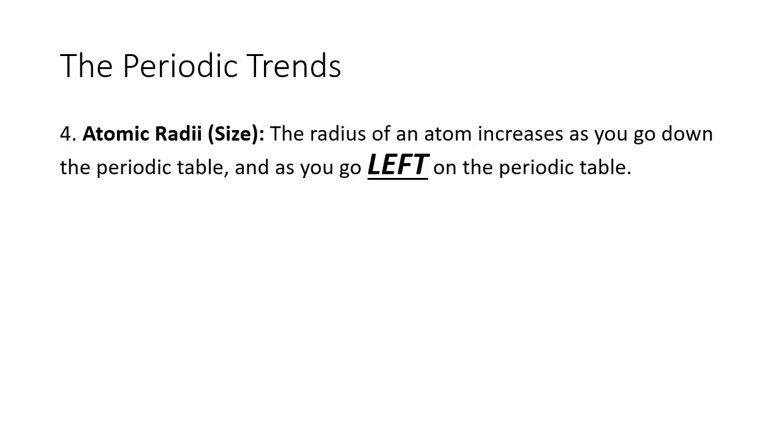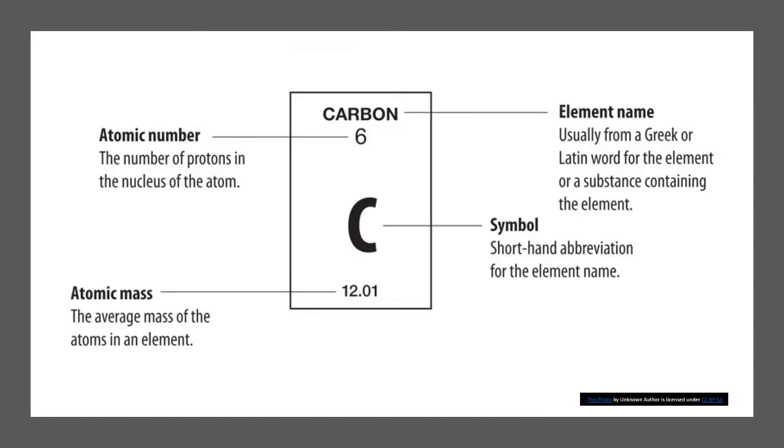And the atomic radii, which has to do with the size. The radius of an atom increases as you go down the periodic table and as you go left on the periodic table. So this one's a little bit not very predictable, just because of this last part here. This is just a review on how you should be looking at the periodic table. So some information you'll find there.